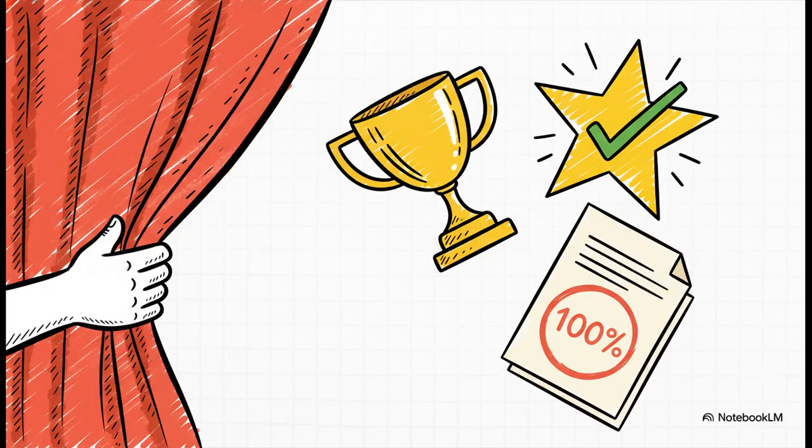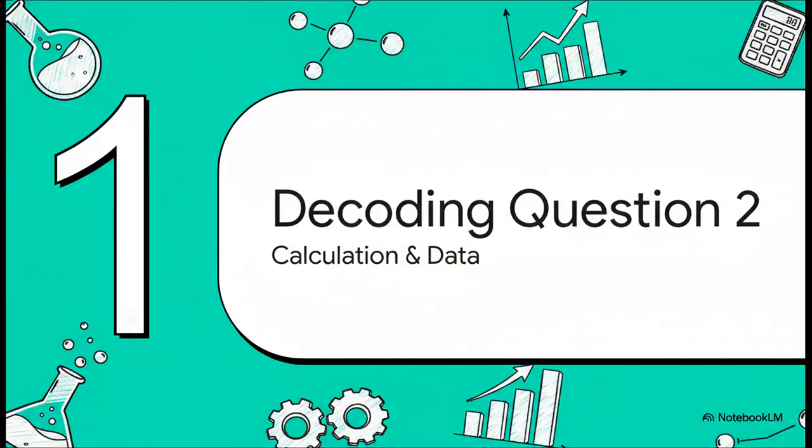We are cracking the code. We are going to take one AQA GCSE chemistry question and completely dissect it to show you the secrets to getting a perfect score. You ready to level up your exam game? Let's do this. All right, let's get into it. We're decoding question 2. And first up, it's all about calculations and data.